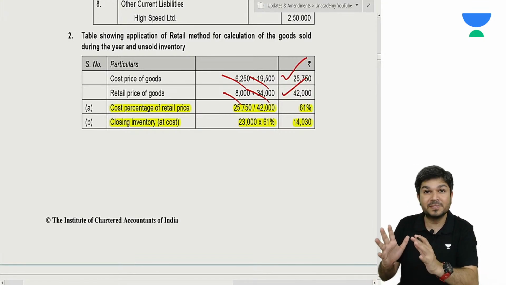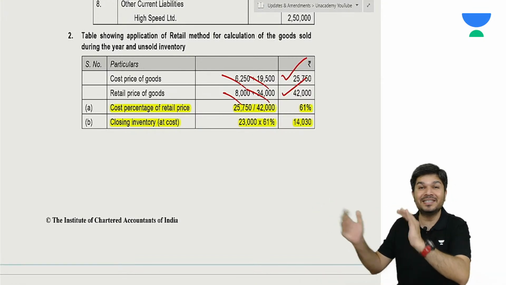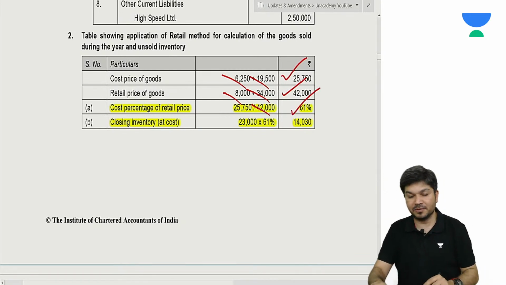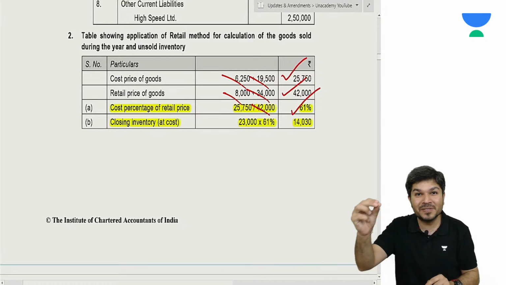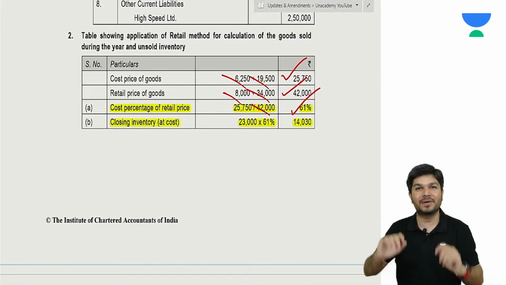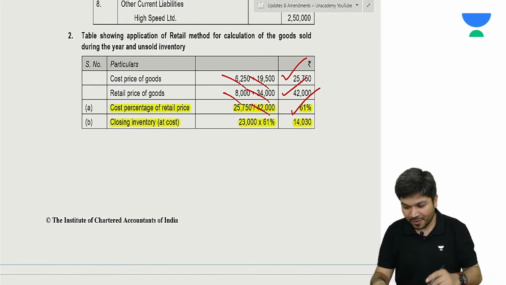What is the percentage of cost over the retail price? The total cost divided by total retail price, 61%. So, can I say cost is 61% of retail price? So, retail price 100, cost is 61.